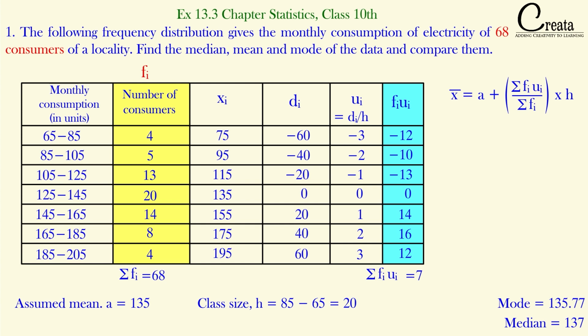So this is the formula of the step deviation method. Here A, which is assumed mean, we know it is 135. h, we know it is 20. Let's put all the values. On solving, we got the mean as 137.05, which is the answer. We got the mean, we got the median, and we got the mode. That is the answer of the question. Okay, we have done with question number 1.